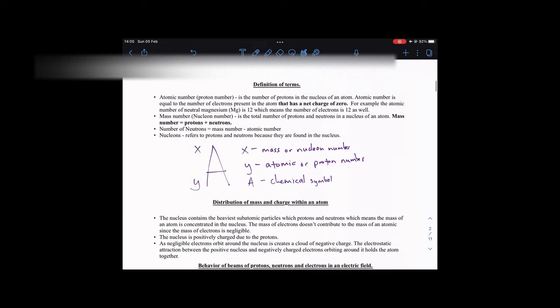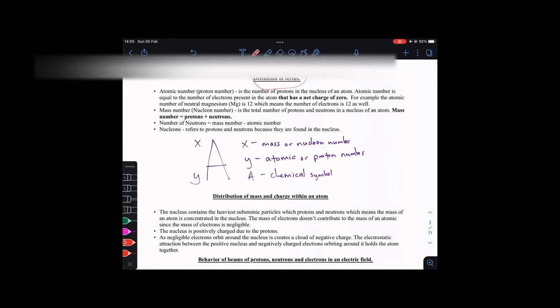Then we scroll down to the definition of terms, right? So you sometimes need to know a little bit of terms to be able to answer the Cambridge questions about atoms and atomic structure. Firstly, we would define the atomic number. Atomic number is also equal to proton number, which is the number of protons in the nucleus of an atom, right? So the number of protons is called atomic number or proton number.